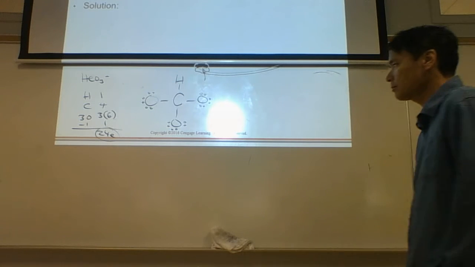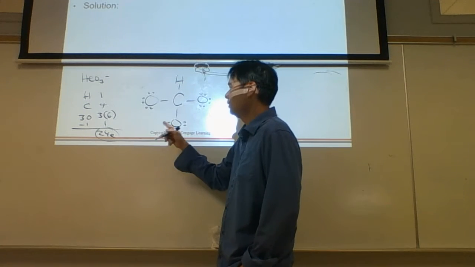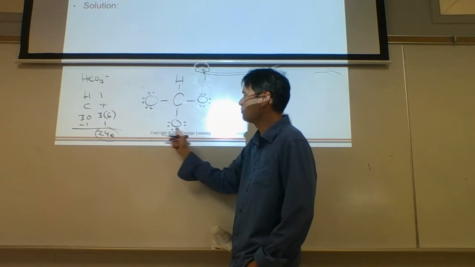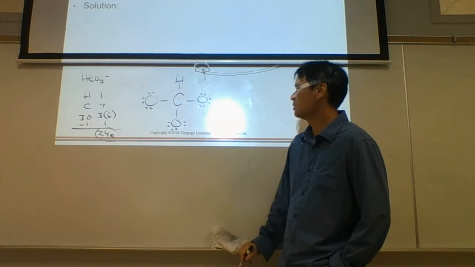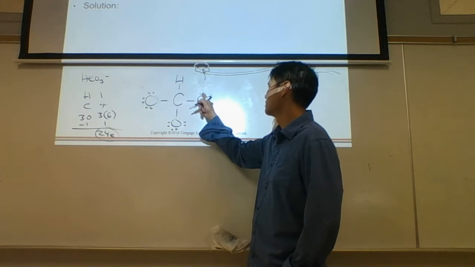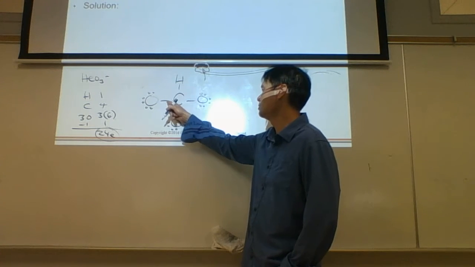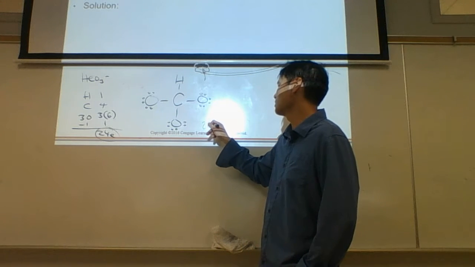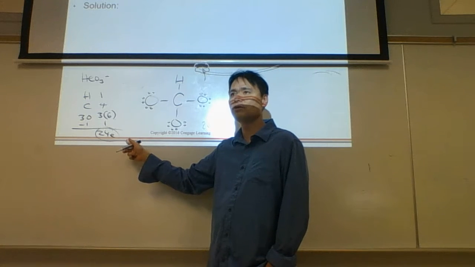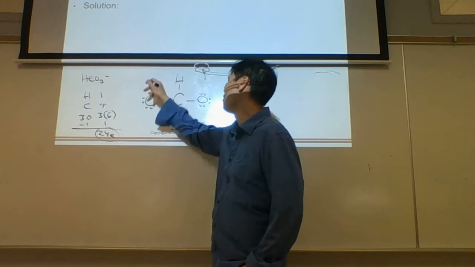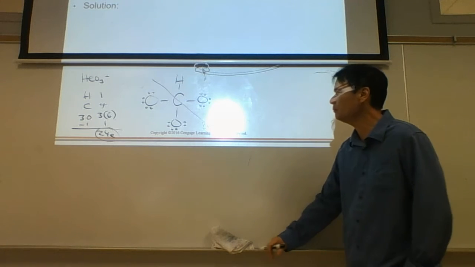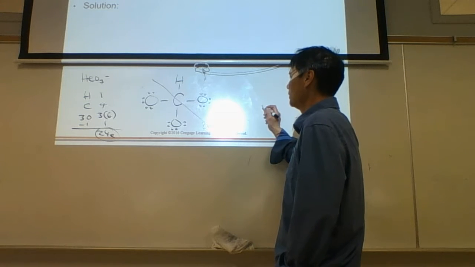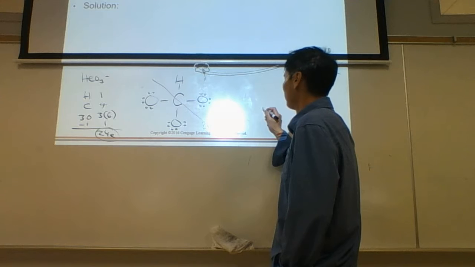But I need to make sure I didn't use too many electrons, or not enough. I should have 24 electrons in the structure. And so let's count up the electrons here. 2, 4, 6, 8, 10, 12, 14, 16, 18, 20, 22, 24, 26. This structure has 26 electrons, but I only have 24 electrons. So can it be this structure? No, it can't. Well, it can. I just have to remove electrons. How many electrons do I have to remove? 2.